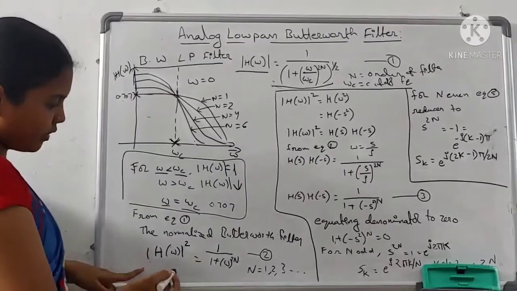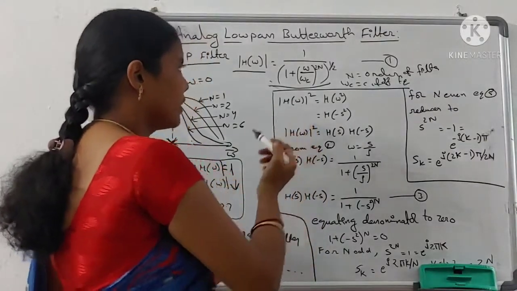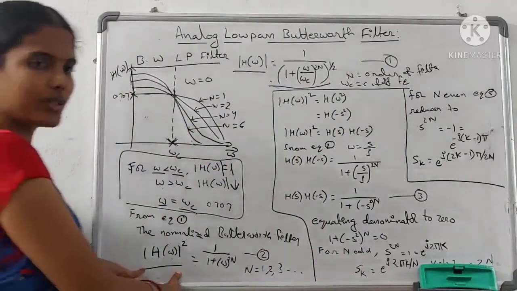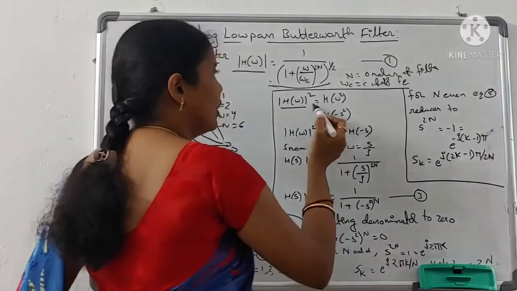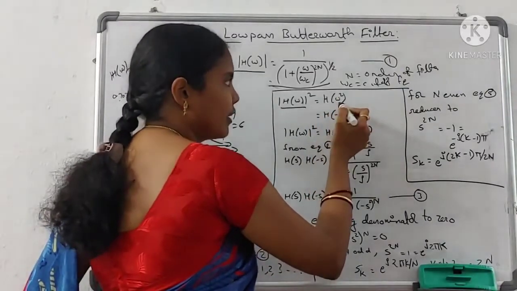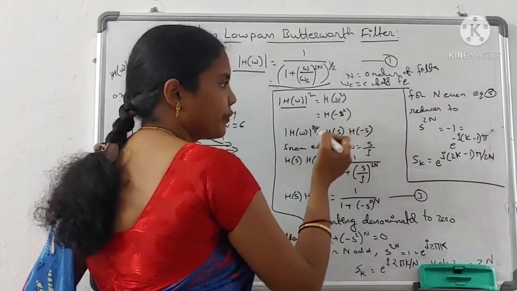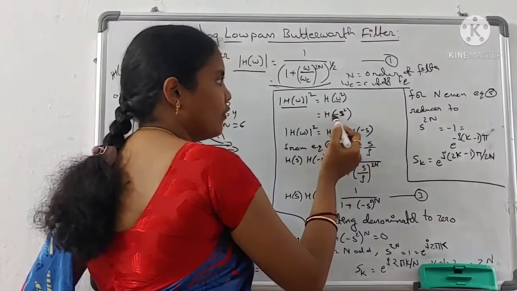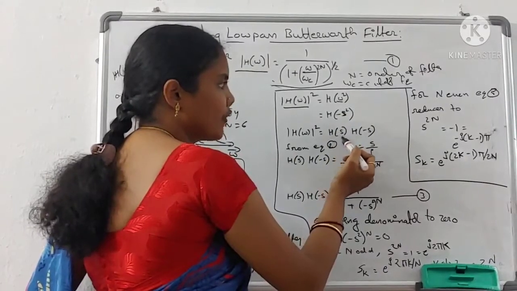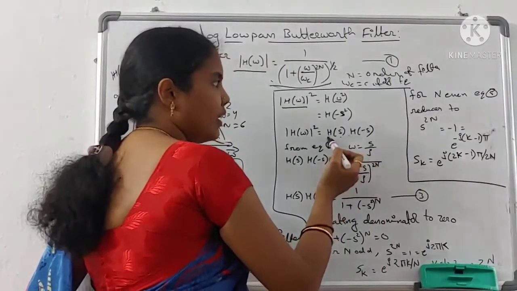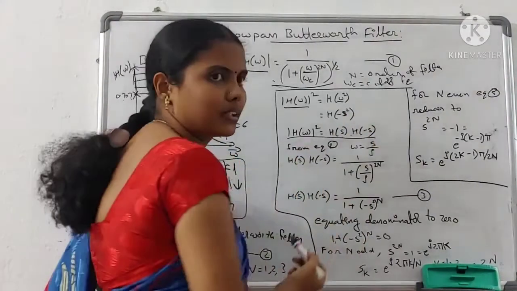Now considering the left hand side. What is the left hand side part? |H(omega)| whole square. In place of omega, you have to take it as minus s. This is equal to H(s) into H(-s). So that is nothing but |H(omega)| whole square. This is the left hand side part.